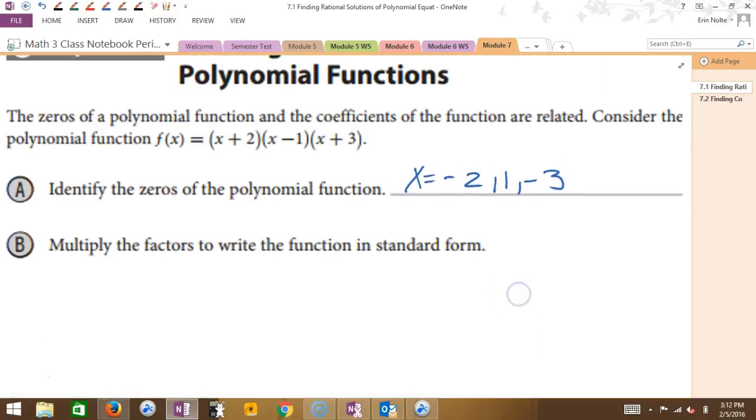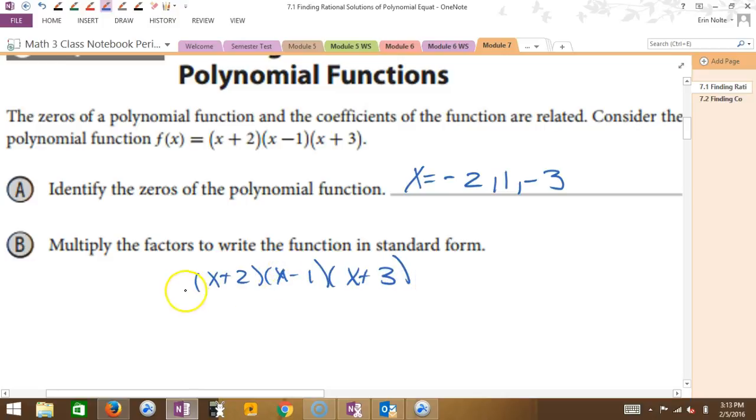So now let's put this function in standard form. How do I write a polynomial that's factored into standard form? All I do is I take my factors and I multiply them together. So how do I multiply this? We just start with our first two.